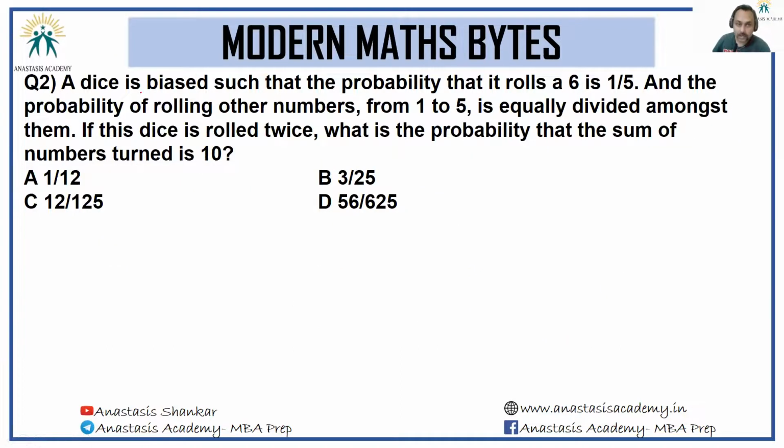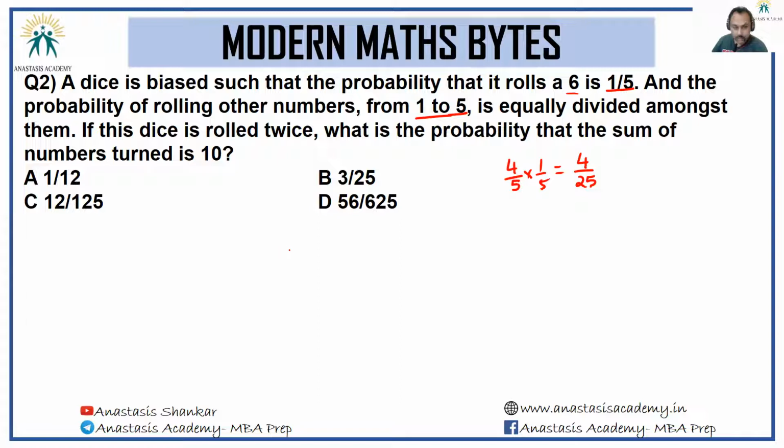Next, a die is biased such that the probability that it rolls a 6 is 1 by 5. And the probability of rolling other numbers from 1 to 5 is equally divided among them. So for these 5 numbers, combined probability is 4 by 5, and each of them has equal probability. So 4 by 5 divided by 5, each number has a probability of 4 by 25. If this die is rolled twice, what is the probability that the sum of the numbers turned up is 10?